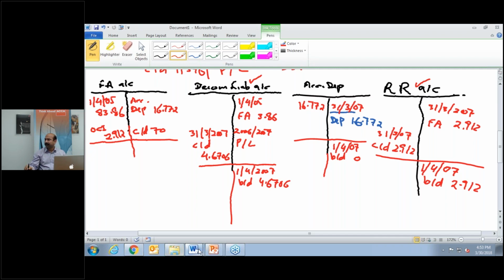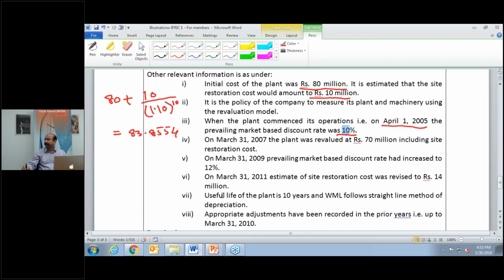Now, what happened next? See, we have treated till point number 4. On March 31st, 2009, the prevailing market-based discount rate had increased to 12%. Now, this is happening on 31st March 2009, meaning after 2 years. What happened? Instead of 10%, the discount rate has moved to 12%.